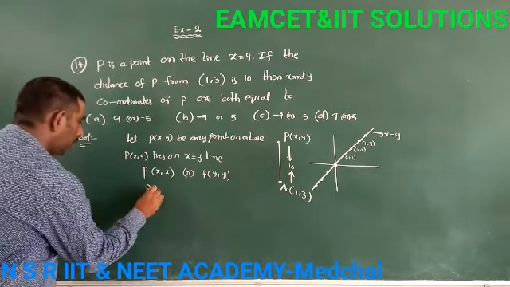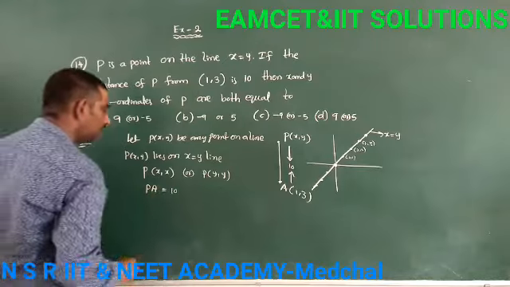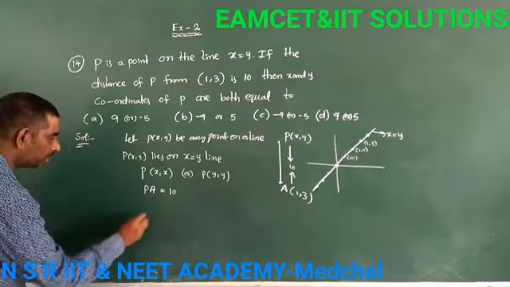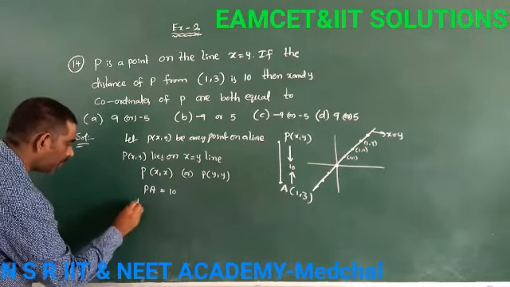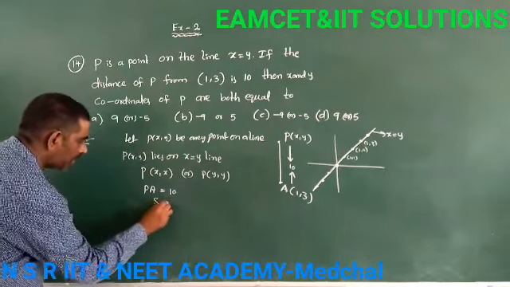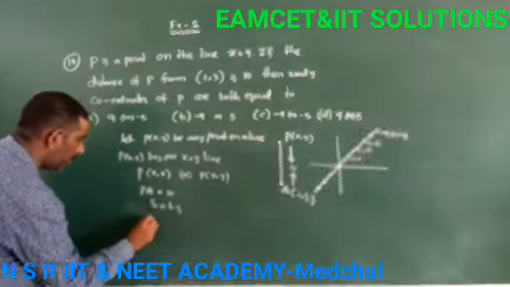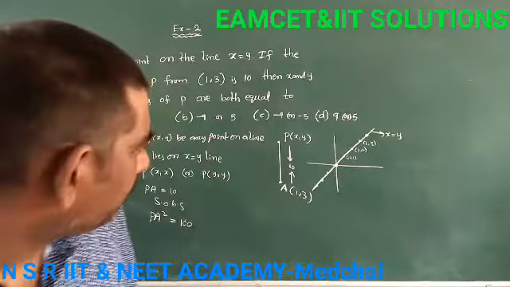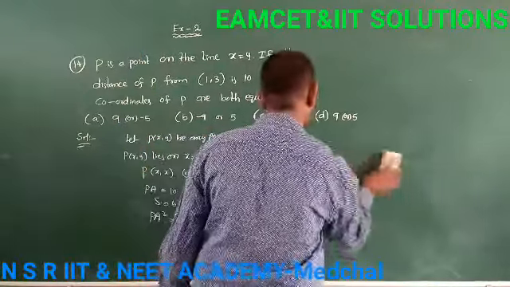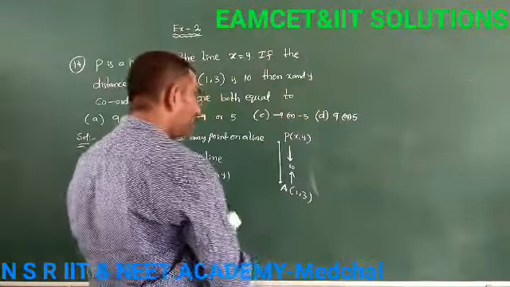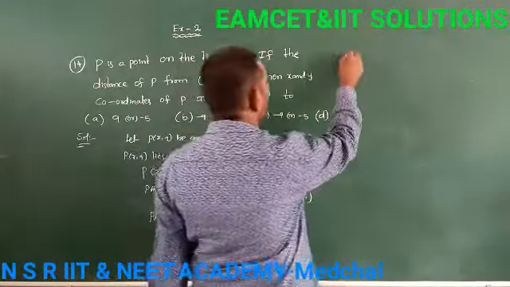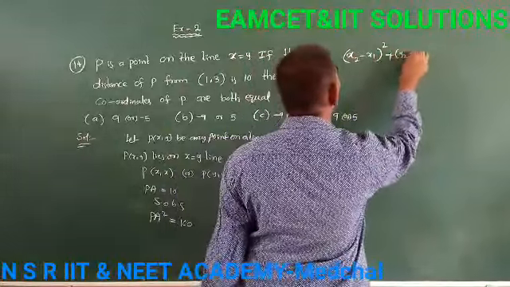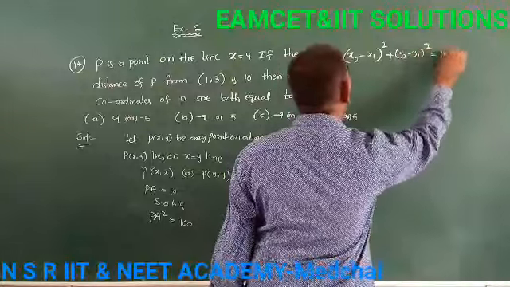So giving P and A, the PA distance is 10. P is a point and A is also a given point. So apply the distance formula. First squaring on both sides, we get PA square equal to 10 square, which becomes 100. So applying the PA formula: x2 minus x1 whole square plus y2 minus y1 whole square equal to 100.